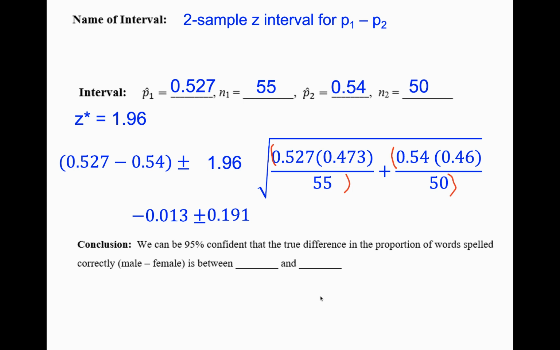So then we get to our conclusion, and we say for our conclusion, we can be 95% confident that the true difference in proportions of words spelled correctly, male minus female, is between negative 0.204 and 0.178. And that was the negative 0.013 minus the margin of error and plus the margin of error. So notice that some of that interval goes down into the negative range, some of it is positive, and more importantly, the interval contains the value 0, which essentially tells us that there really is no significant difference in the way that male and female students spell in terms of accuracy.